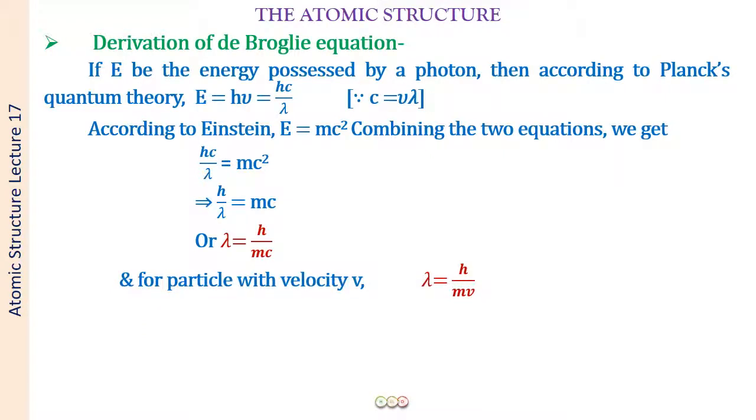What is it? It is that for a particle with velocity v, lambda is equal to h over mv, right? So we have replaced the velocity of light with the velocity of any object in motion. So this again is very, very important, how he got this derivation. So you should understand this.